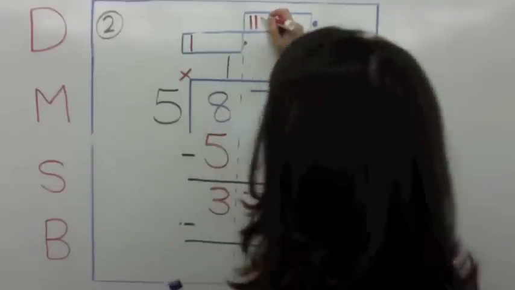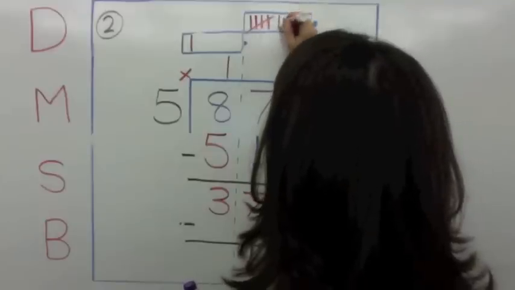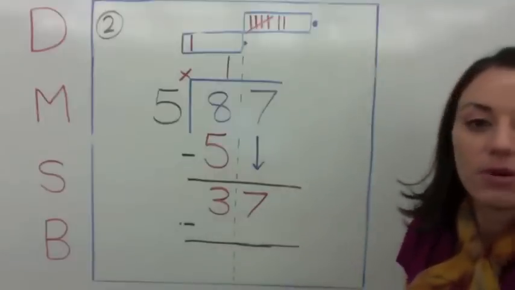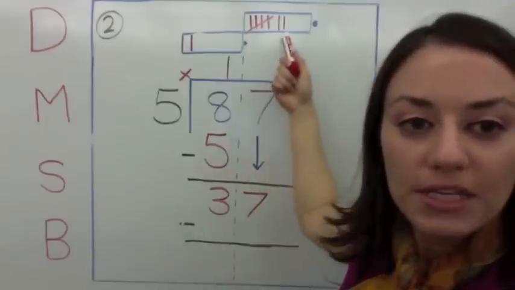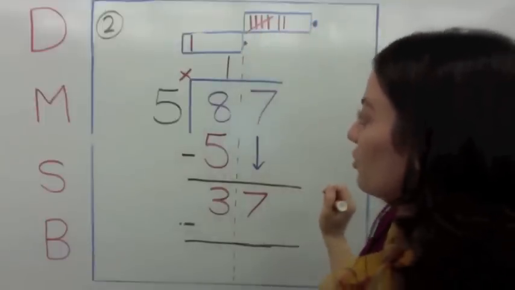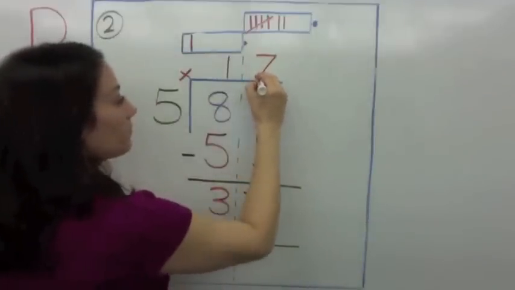5, 10, 15, 20, 25, 30, 35. What would come next? 40. But 40 is too big. So let's count these tallies. This is 5 plus 2. What's 5 plus 2? 5 plus 2 is 7. So we're going to put 7 right here.